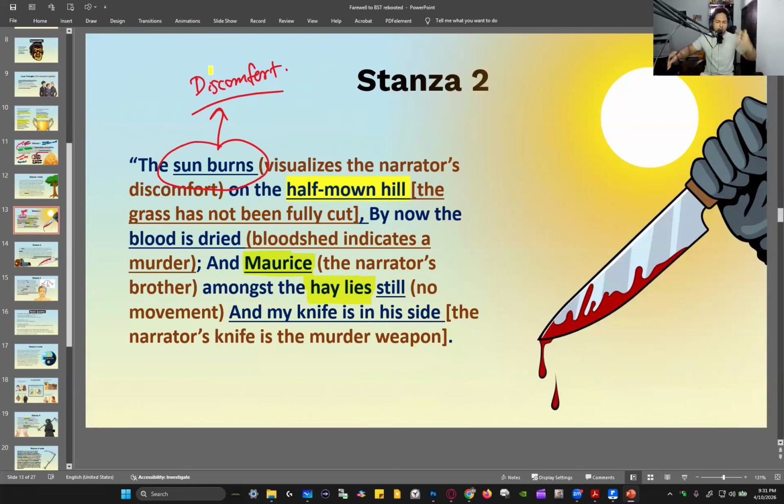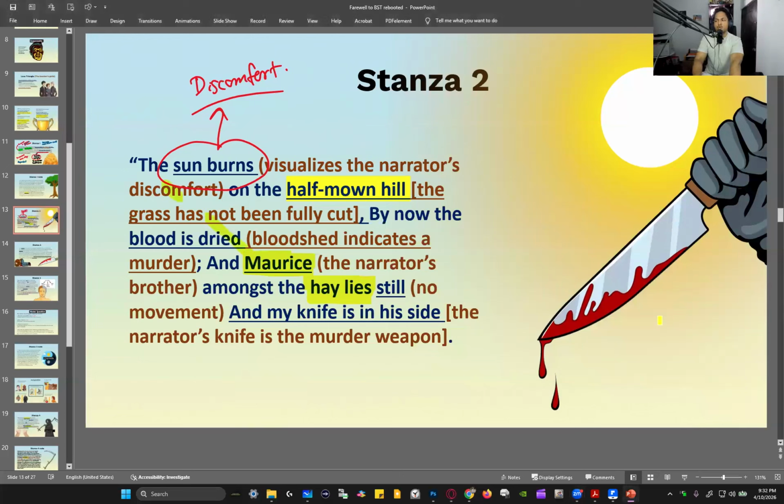What is the murder weapon, by the way? Tell me, my brilliant students. The narrator has suggested the murder weapon. What is the murder weapon? The narrator's knife. Absolutely, Amina. You're right, Hafsa. You have become Fulsa after answering my question. The narrator's knife, Zainab, he has used it and murdered his brother.